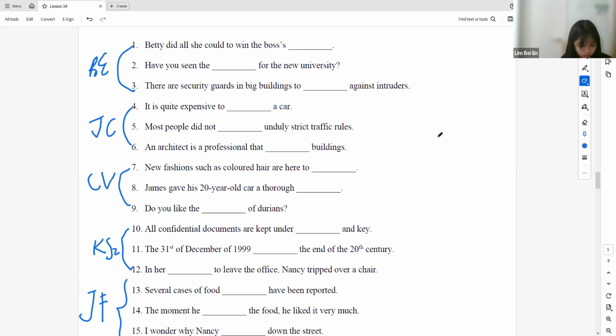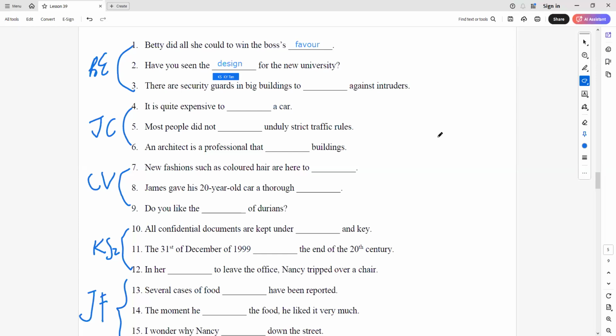The security guard in big building to stay against intruders. There are security guards in big buildings to what? Against intruder. Intruder means 闯入者哈. Okay, the 闯入者. So we have the security guard to what? To guard against intruders. Okay, thank you, Bai En. Next, we come to Jia Chen, 4 to 6.